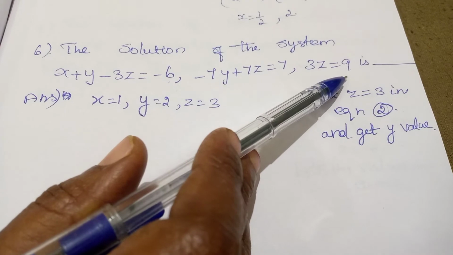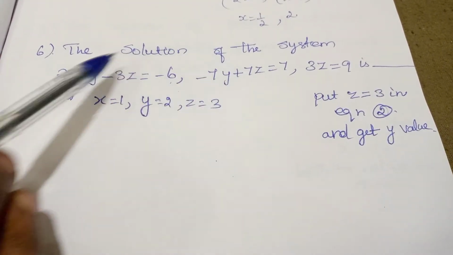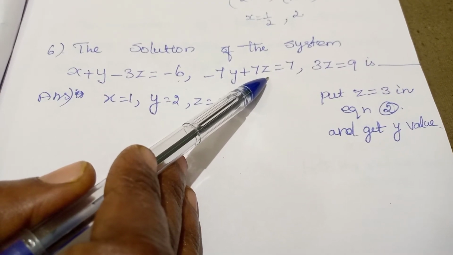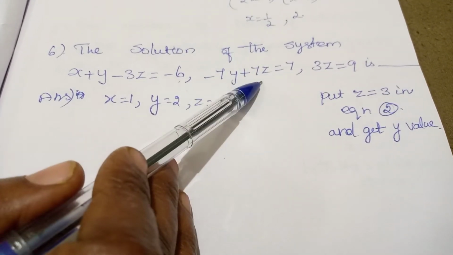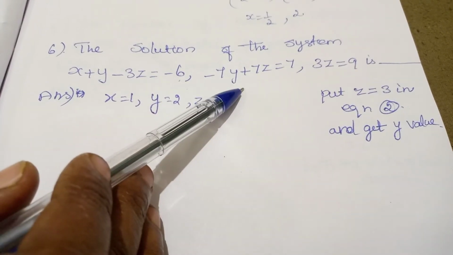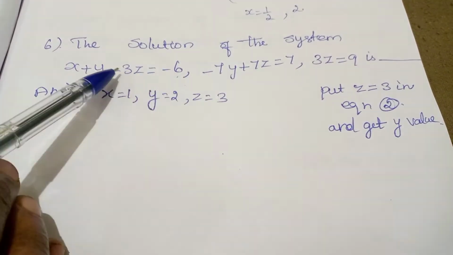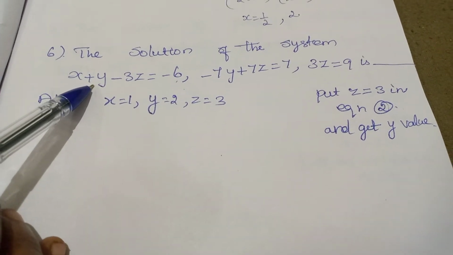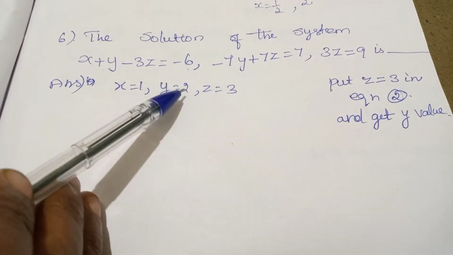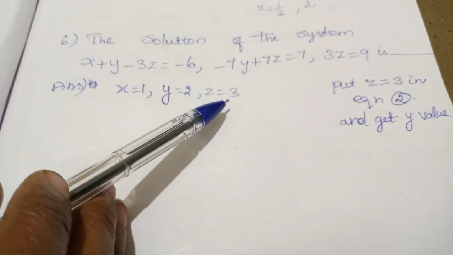Is it? Put z equal to 3 in any one equation. Better we can use the second equation. If you apply z equal to 3 in the second equation, directly you will get the y value. So the z value and y value are there. These two values you can apply in the first equation and get the x value. So what answer will you get now? x is equal to 1, y is equal to 2 and z is equal to 3. Okay.